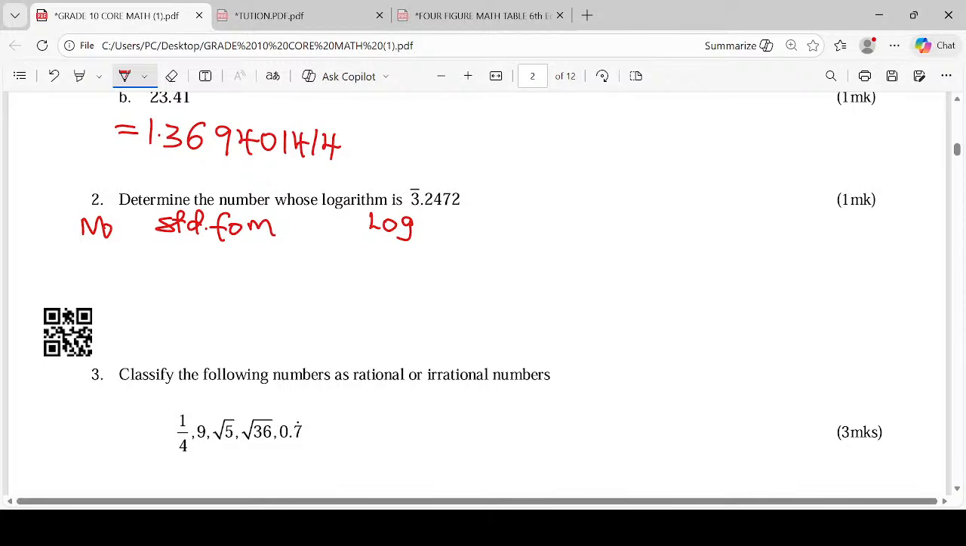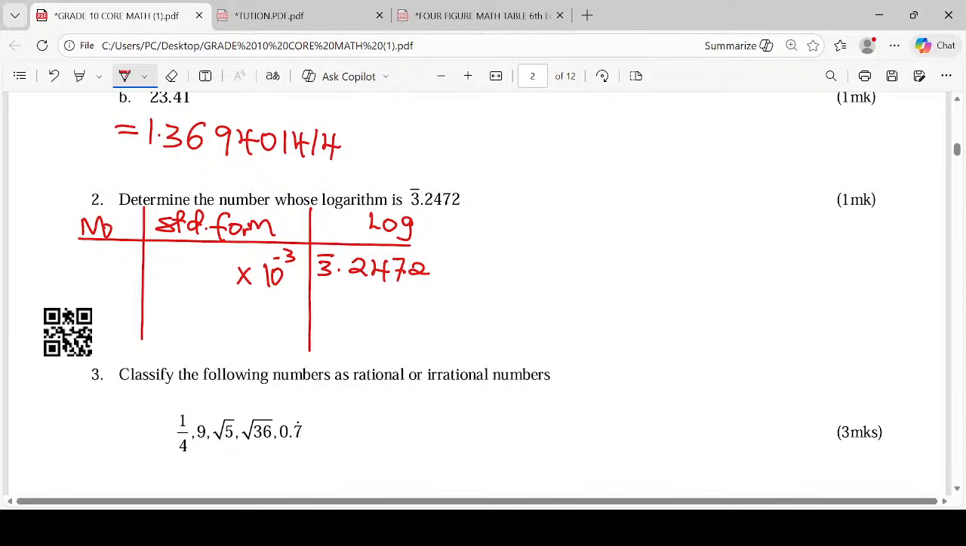So once you have such a table, let us see. We are going to divide it this way into 3 columns. This will make your level of understanding simpler. Already the log here is bar 3.2472. And we want to determine the number. But before we determine the number, we have to get the standard form of the number. This bar 3 is going to be 10 raised to power negative 3. Then you multiply this by.